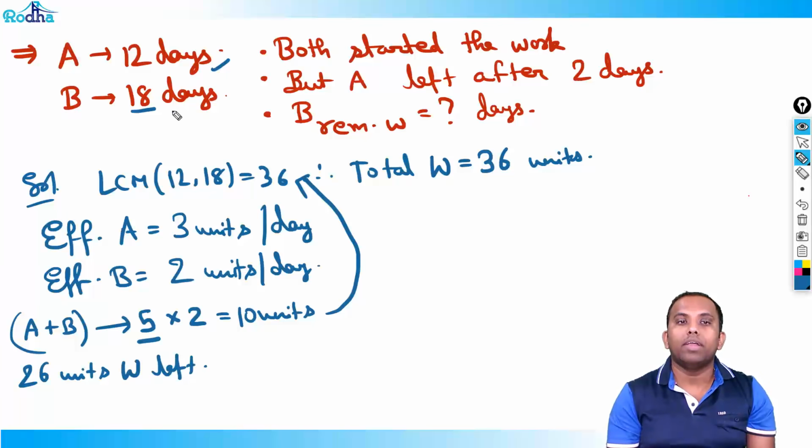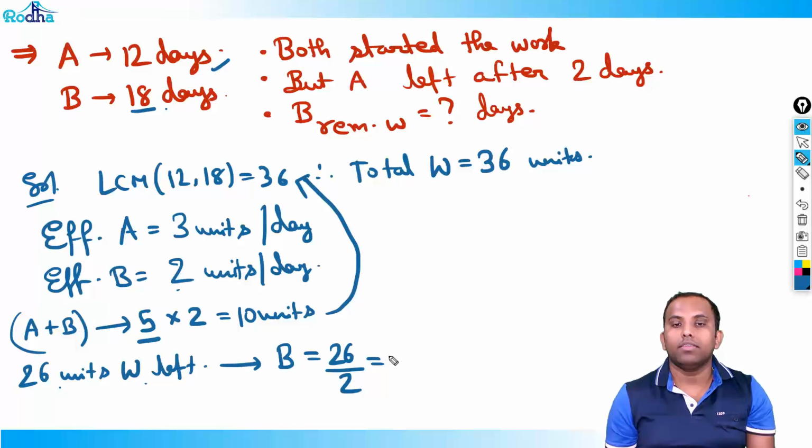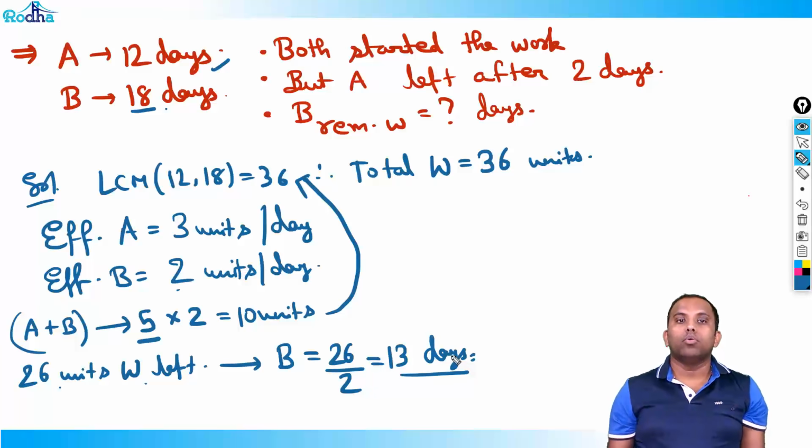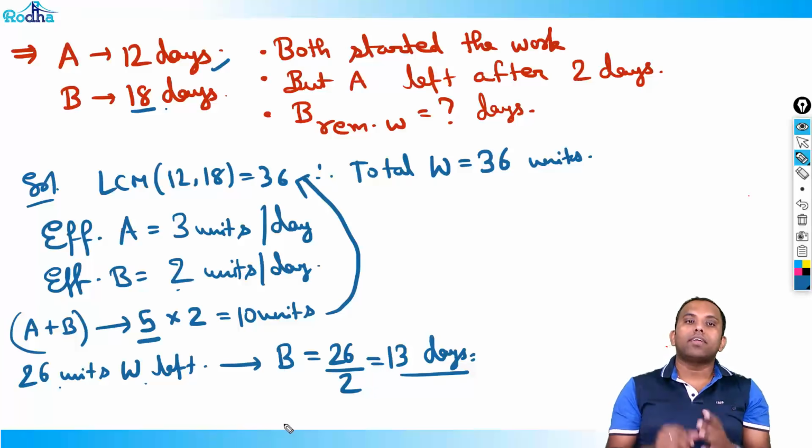Who will do it? Now B has to do it. What is the efficiency of B? 2 units per day. So 26 units of work can be done by B in how many days? 26 by 2, that is 13 days. So 13 days is the answer for this question. Correct. So, simple application.